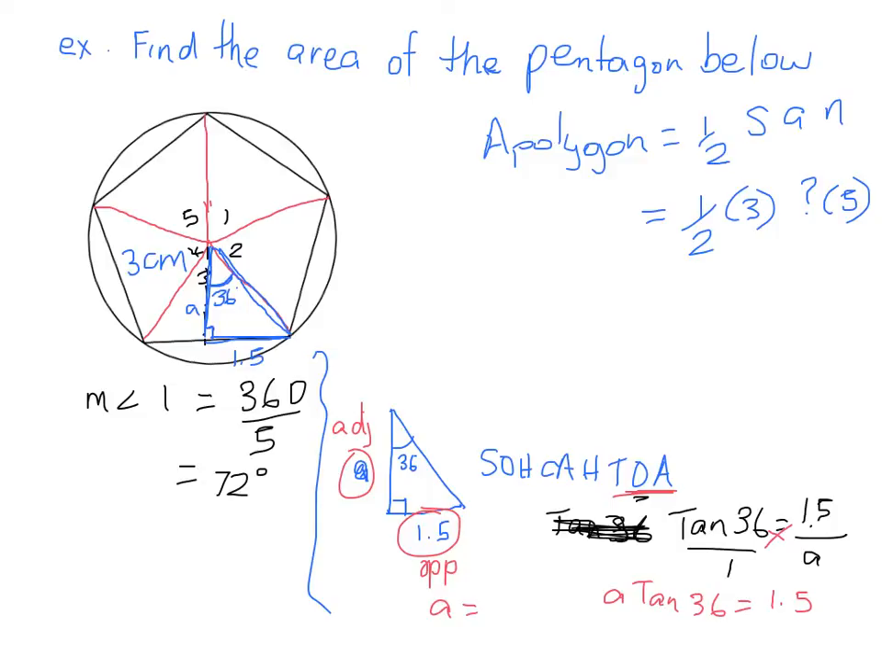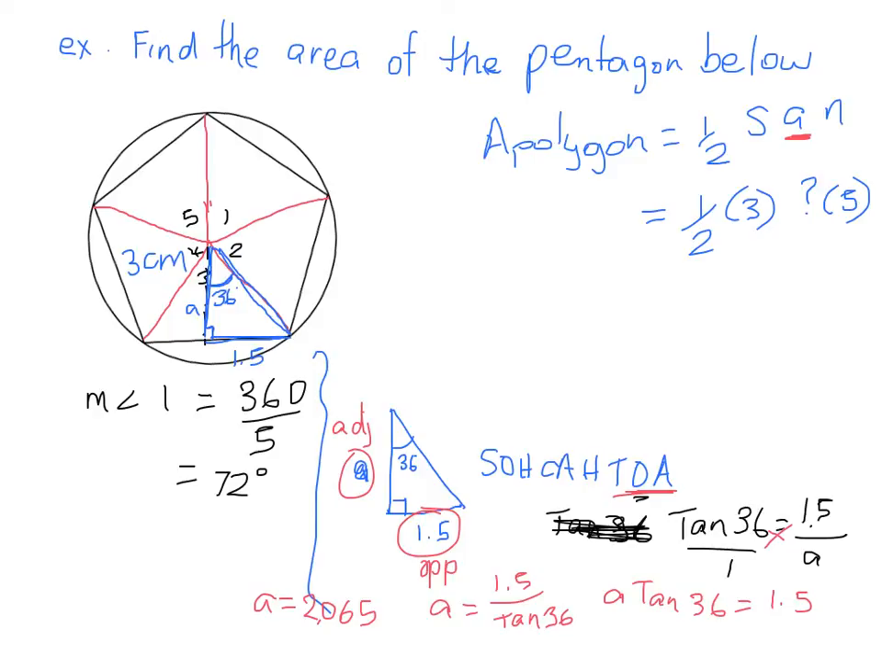So I'm going to do that in my calculator. Let me just write this down so you don't miss a step here. 1.5 divided by tan 36, and I get my apothem equal to 2.065. All right, so we did all this work just to find our apothem, and now we have it.